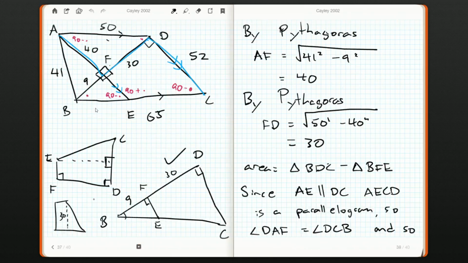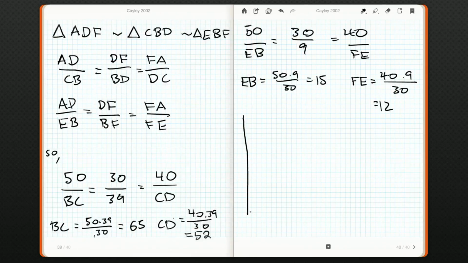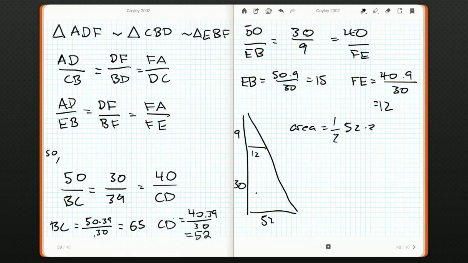And we can add those to it. So EB was 15, and we've got 12 here. So we actually have just about all the information we're going to need, no matter what method we use. I want to use the BDC minus BFE method. We have 12, 9, and we have 39 and 52. So 1/2 base times height minus 1/2 base times height.